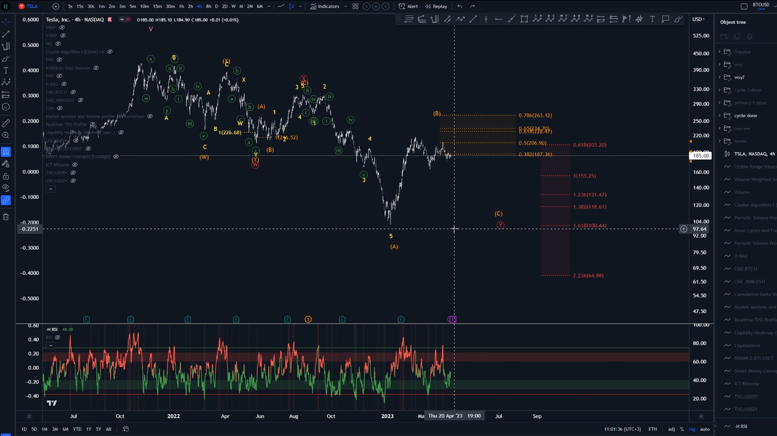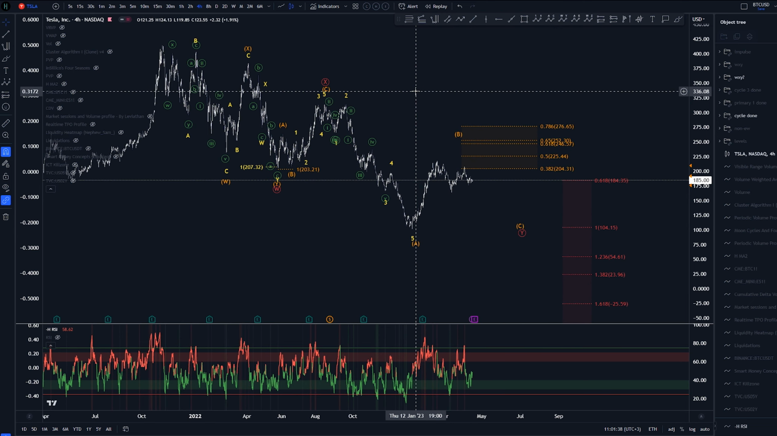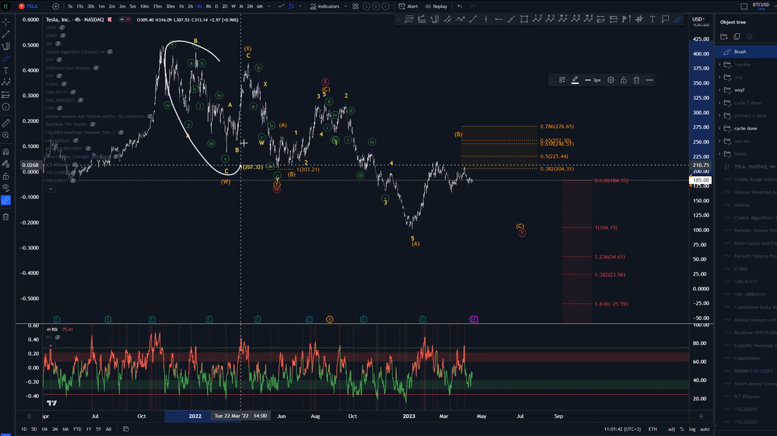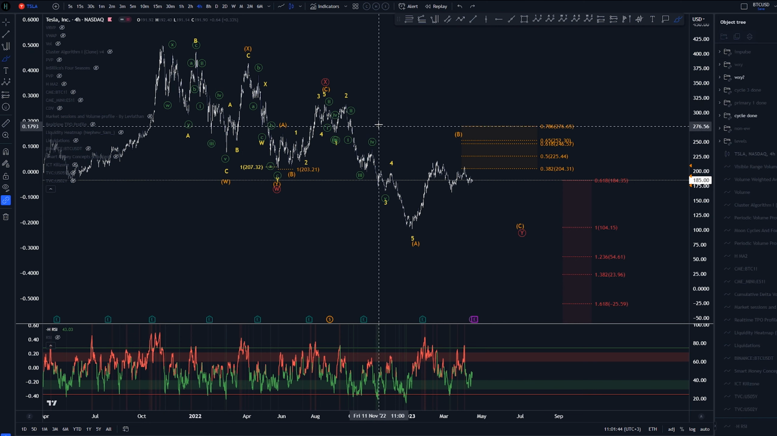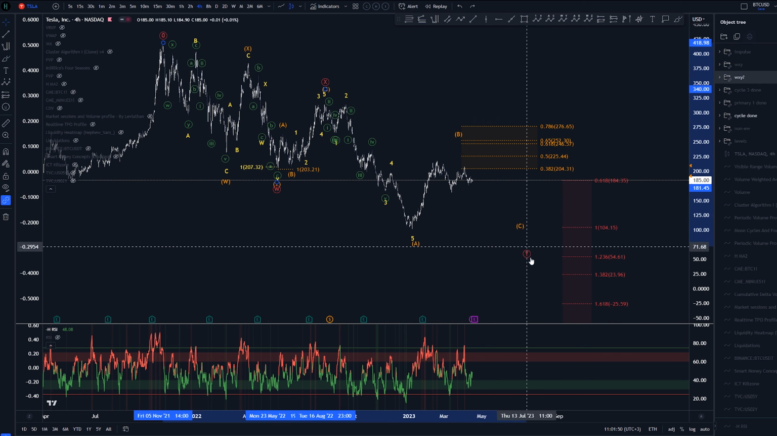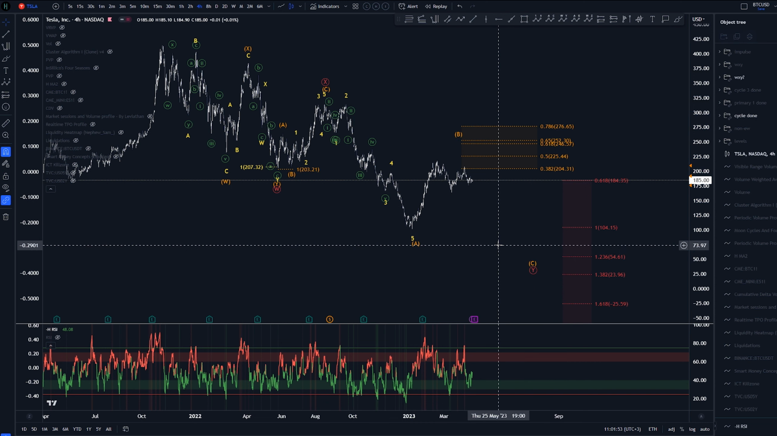Now here on log scale it is already pretty large. On arithmetic scale it's still comparative to this first structure over here. So again, we could be still thinking that this is a wave A of that wave Y. So overall we would be looking for downwards.